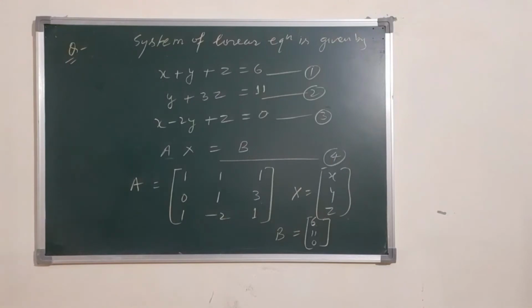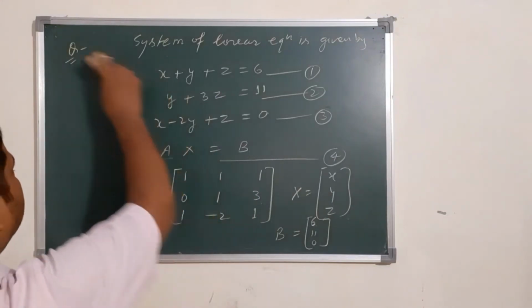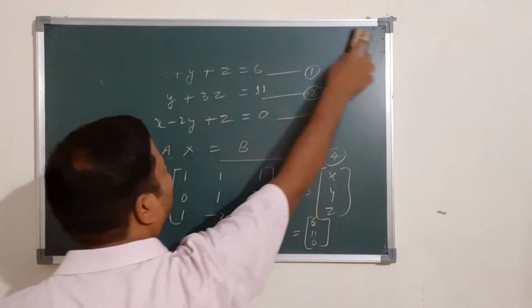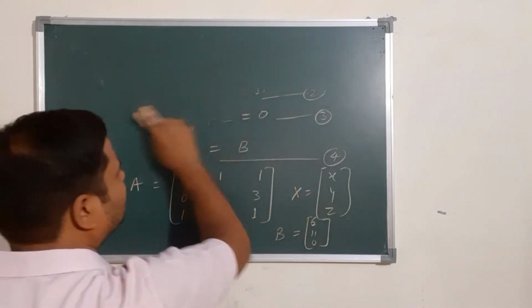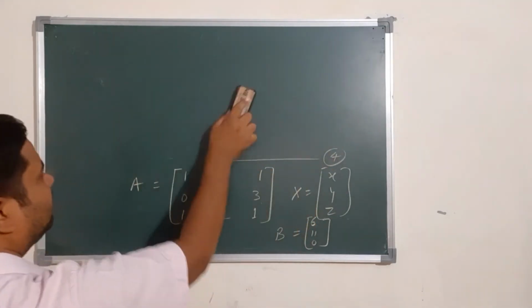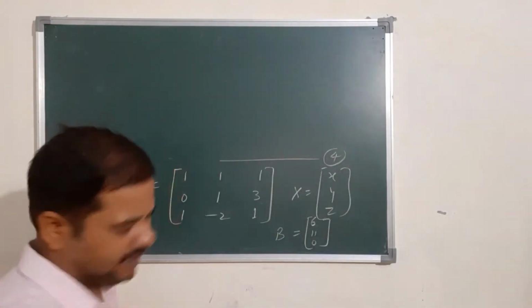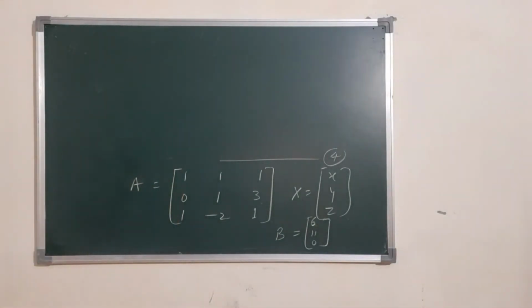Now we find determinant of A. First of all, we find determinant of A. So that's your work. You have to find the determinant of A, and the determinant of A is what?